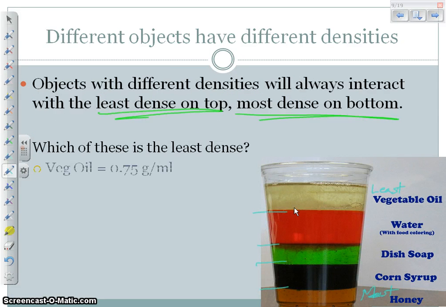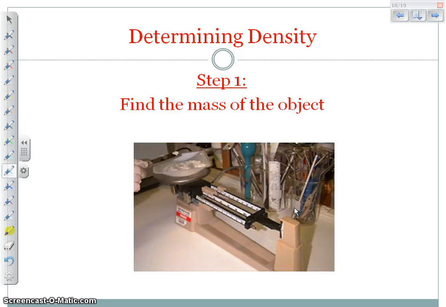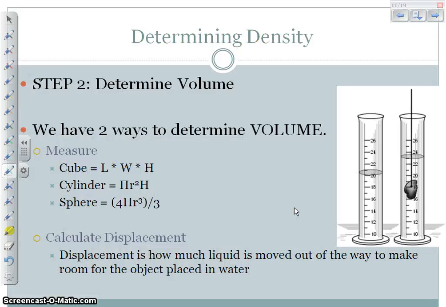Okay, so we went through and talked about the least dense, we talked about the most dense. Now, how do we determine density? We're going to do this in class a whole bunch of times. I'm actually going to run a lab on it too. Step 1, you need to find the mass, and in this class we're going to do it using the triple beam, which you guys should be used to using at this point. The second step, we need to determine the volume. Now we've got 2 ways of determining volume. One is by measuring with a ruler or string or whatever you're going to use, because sometimes with cylinders and with spheres getting measurements is a little crazy.